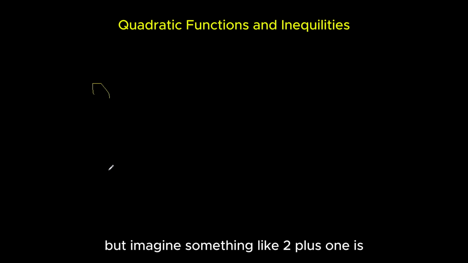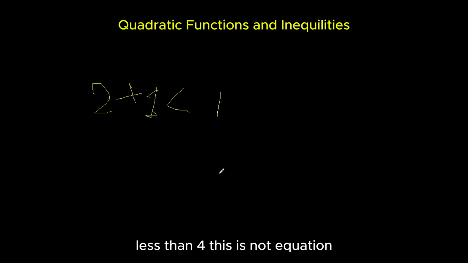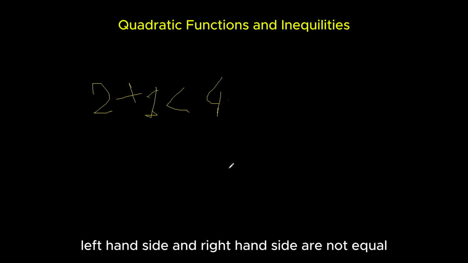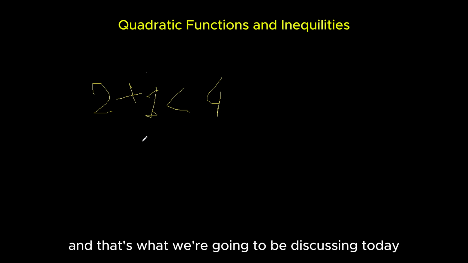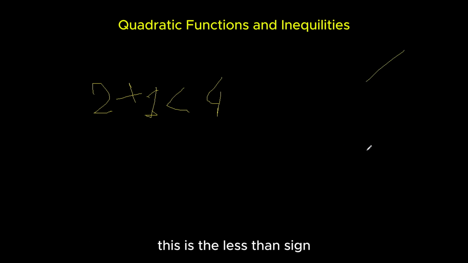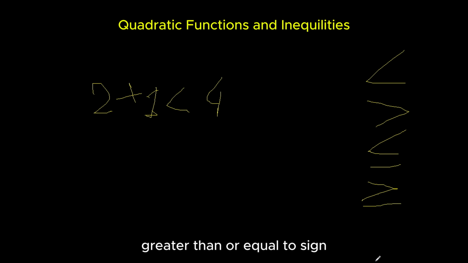But imagine something like 2 plus 1 is less than 4. This is not an equation. It's a sort of equation, but it's actually an inequality because the left hand side and right hand side are not equal. And that's what we're going to be discussing today. Before we start, I just want to go over the basics. This is the less than sign, this is the greater than sign, this is the less than or equal to sign, and this is the greater than or equal to sign.